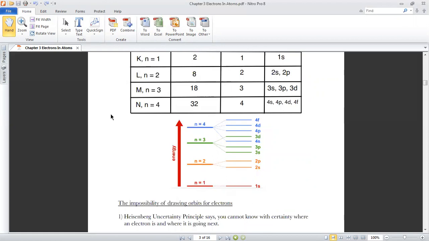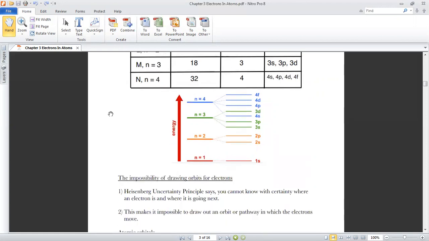But to understand that, a physicist, Bohr, gave us the energy levels of subshells in a shell. So if we go to the first shell, it has only one S subshell, and as the principal quantum number one has the lowest energy, it is nearest to the nucleus. So 1s has the lowest energy.